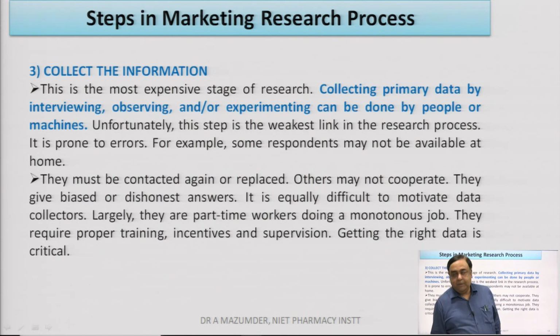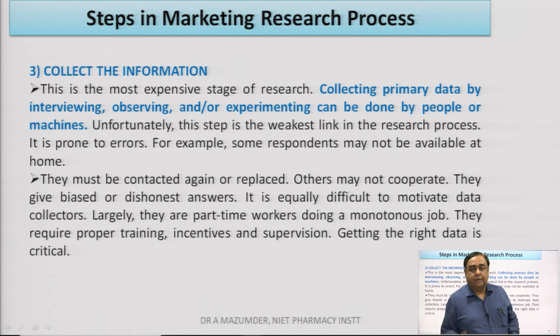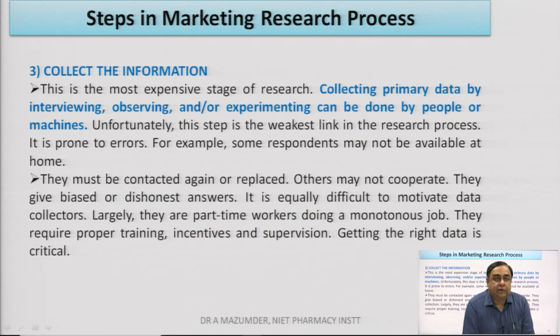We are going to the third method. After the research plan has been set up, you need to collect the data. This is the most expensive stage, where you have to gather the data. It may be gathered by interviewing, observing, floating questionnaires, experimentation done by people and machines. Unfortunately, this step is the weakest link.